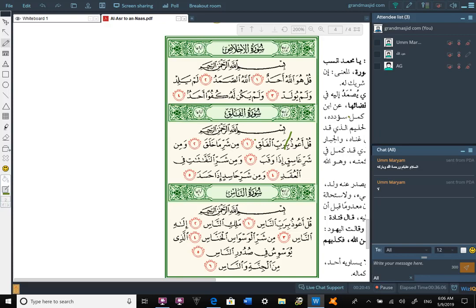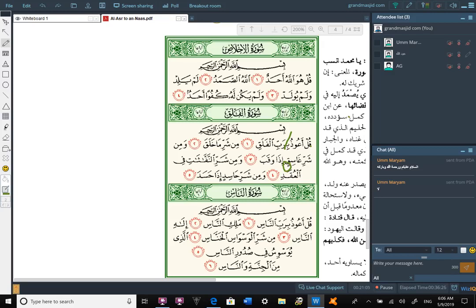Min sharri ghasiq. From the evil of the dusk, from the approaching night. From the evil of the approaching night. And this is majroor because it is mudaf ilay. The evil of the approaching night.